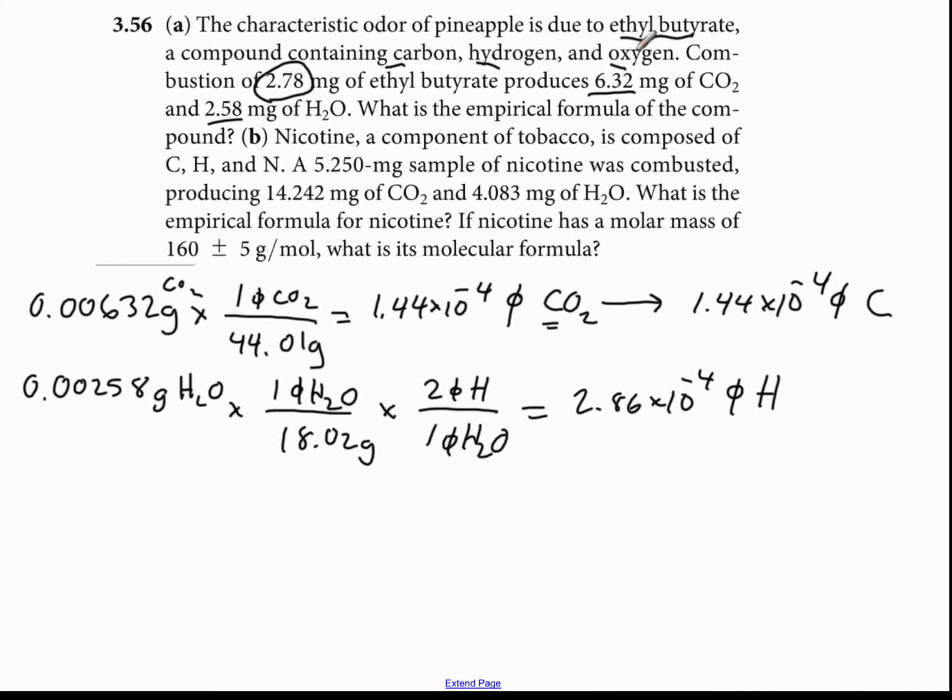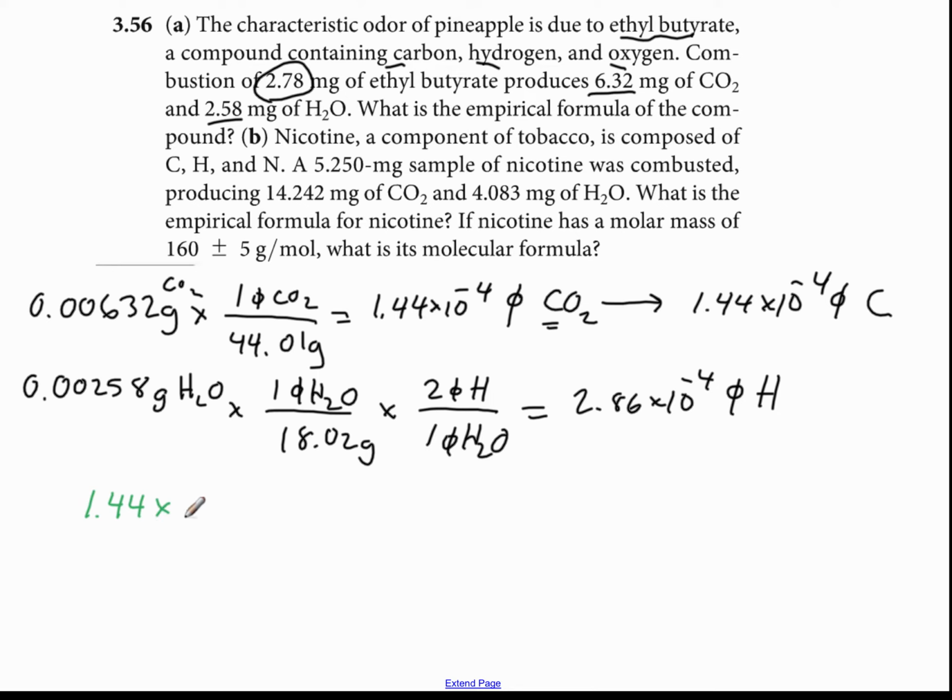Okay, so now I've got my moles of H and my moles of carbon, but there's also some oxygen in this substance. So we have to work backwards to figure that out. What we need to do is calculate the number of grams of carbon and hydrogen I had. I'll show you how we're going to do that here. We're going to go with these values and just multiply them really quickly by the molar mass.